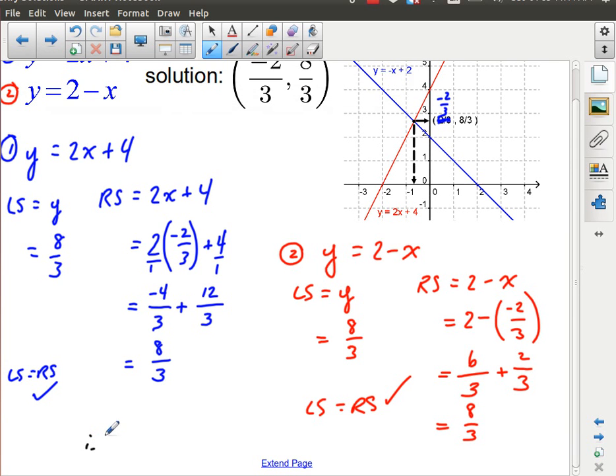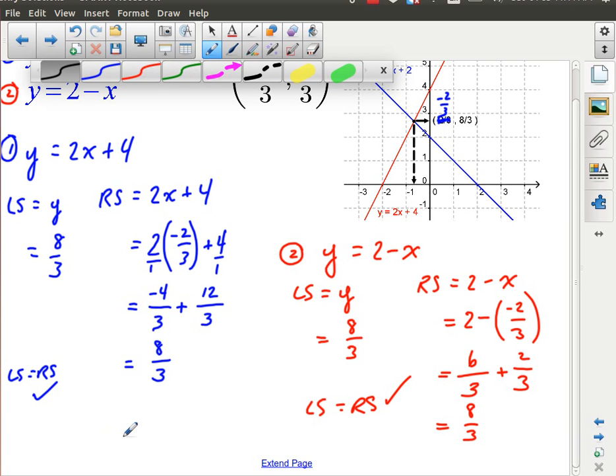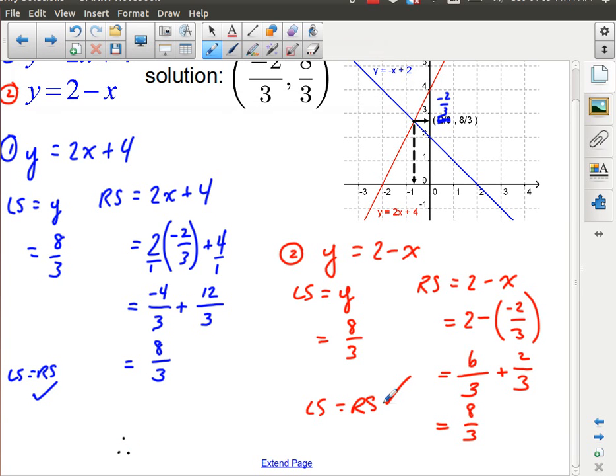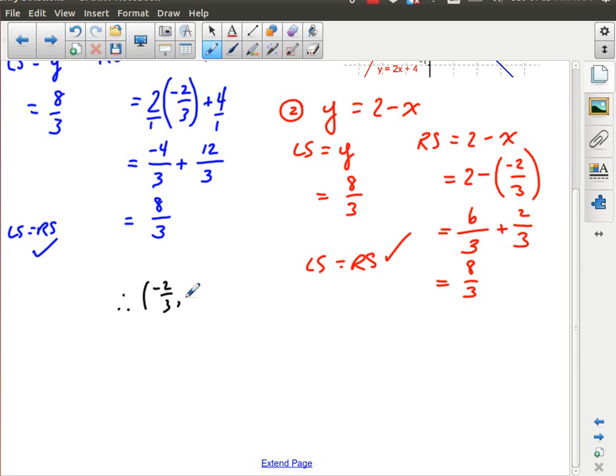Therefore, the solution was negative 2/3, comma, 8/3 is a solution.